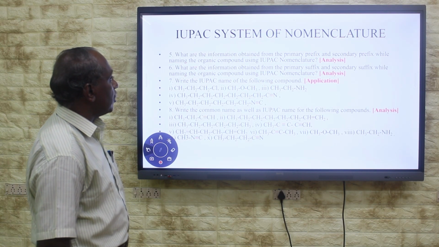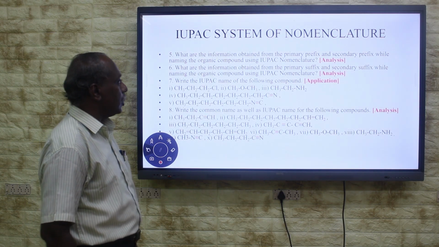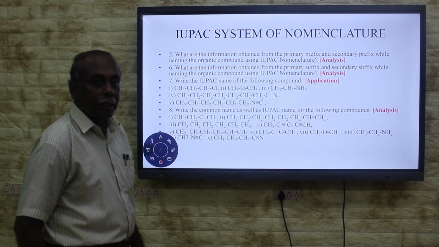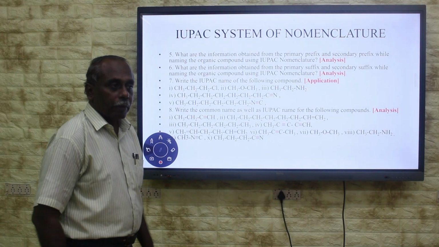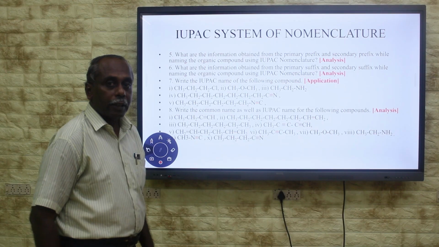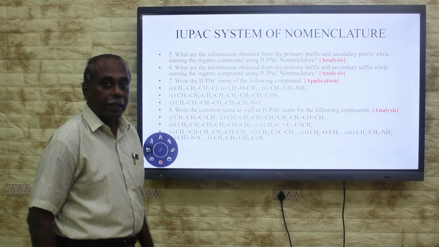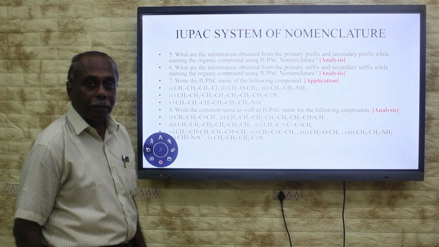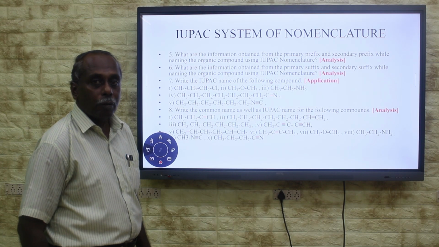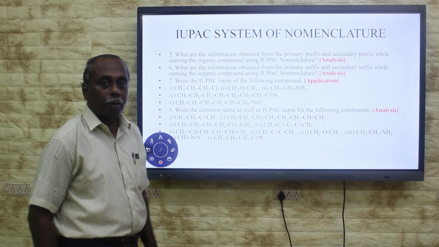What information is obtained from the primary suffix and secondary suffix while naming an organic compound using IUPAC nomenclature? Here the primary suffix indicates whether the compound is saturated or unsaturated. Those things are mentioned in the primary suffix. If the compound has a single bond, ANE should be given. If the compound has a double bond, ENE should be given. If the compound has a triple bond, YNE should be given. The secondary suffix indicates what functional group is present in the compound.